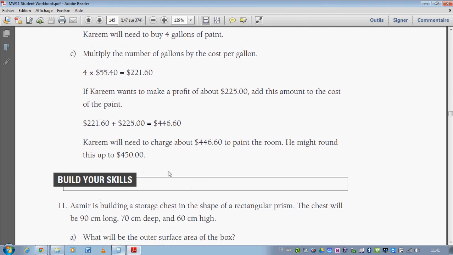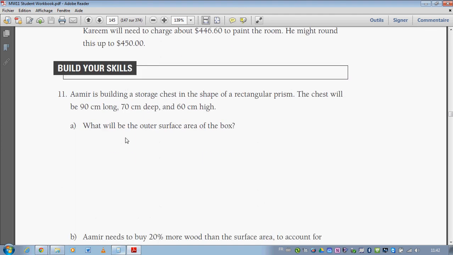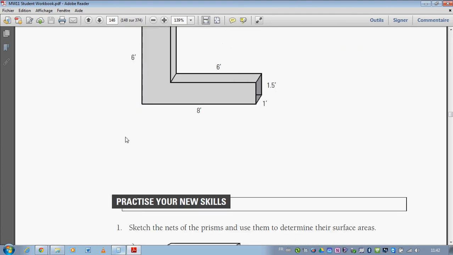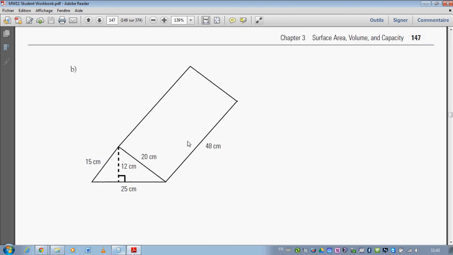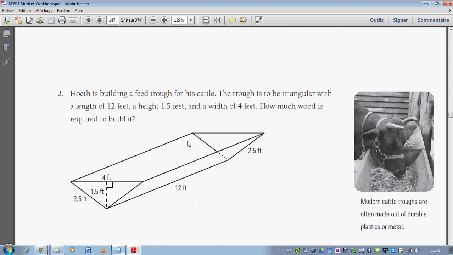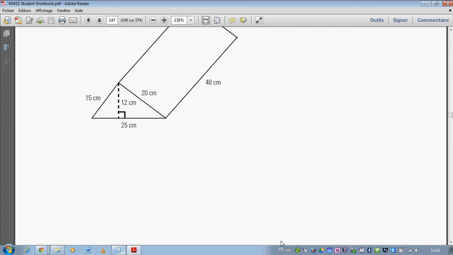So at this point, you can pause the video. You can get to work on your Build Your Skills questions. However, you also have your Practice Your New Skills questions right after that as well. So that is the end of chapter 3.1, and please tune in for chapter 3.2.